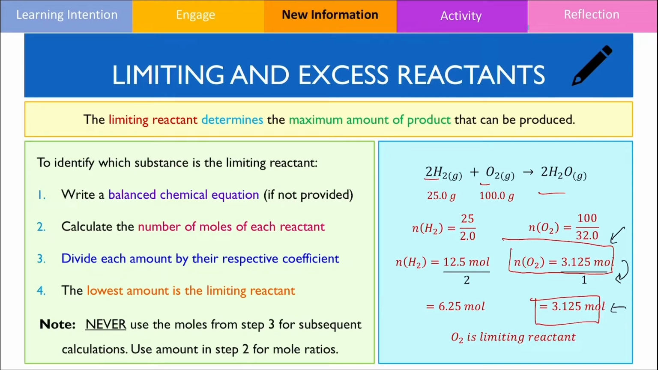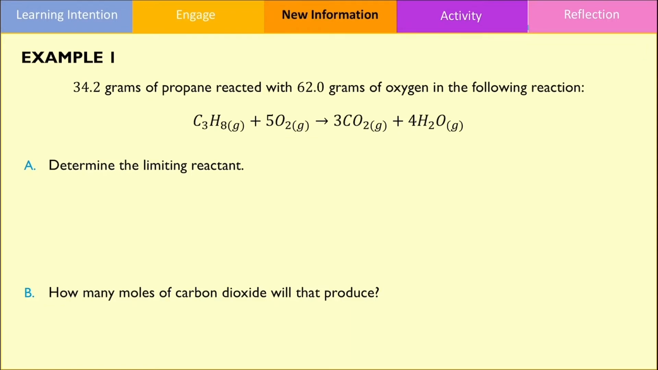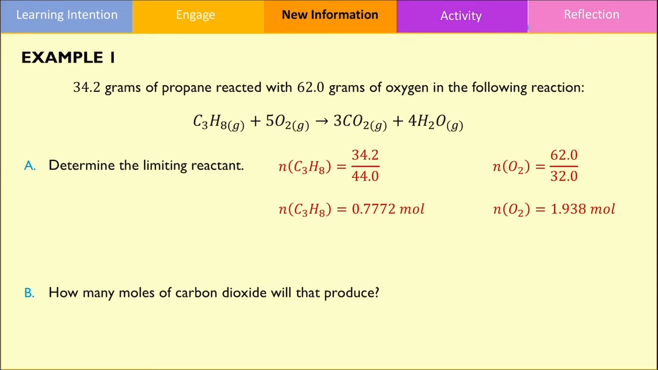Let's go through a couple of legitimate examples. This example reads: 34.2 grams of propane reacted with 62 grams of oxygen in the following reaction. Part A wants us to find the limiting reactant. Since the balanced chemical equation has already been provided, I'm going to first calculate the number of moles of propane and oxygen by dividing their initial mass by their respective molar masses. To now work out which one is the limiting reactant, I'm going to divide the number of moles by their stoichiometric ratios, ultimately giving me these answers. The substance with the lowest number of moles is the limiting reactant, hence oxygen is the limiting reactant in this example.